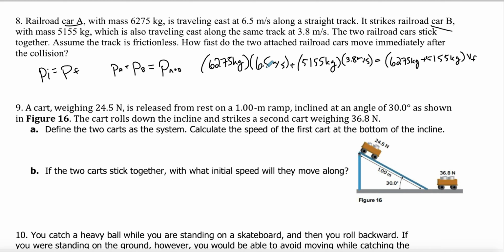Okay, so now from here it's just a lot of calculator work. So we're going to add those together, divide by the combined mass. So on the left we get a value of 60,376.5, and that's kilogram meters per second, that's momentum. And on the right we're going to get 11,430 times the final velocity, divide both sides by 11,430, and we get a final velocity of 5.28 meters per second.